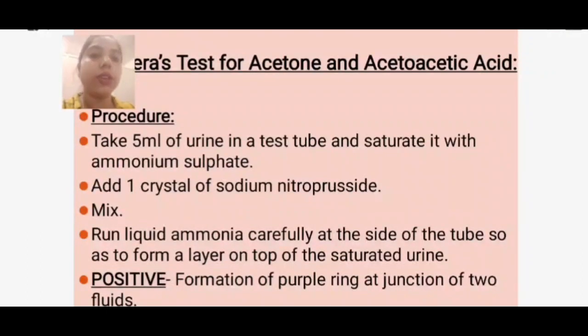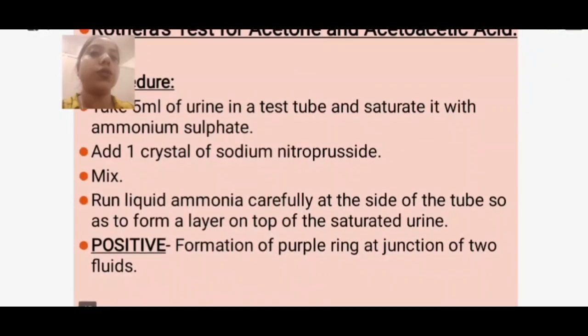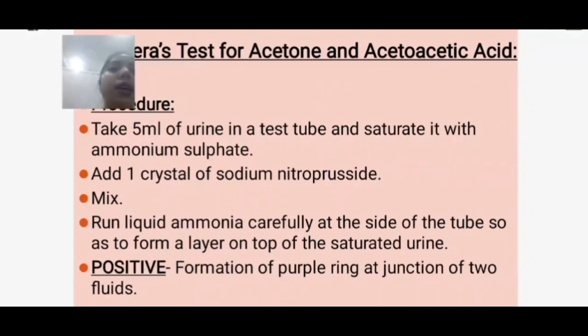After saturation, we have to add 1 crystal of sodium nitroprusside and mix it very well. After mixing, we have to run liquid ammonia very carefully along the side of the tube so as to form a layer on the top of the saturated urine.